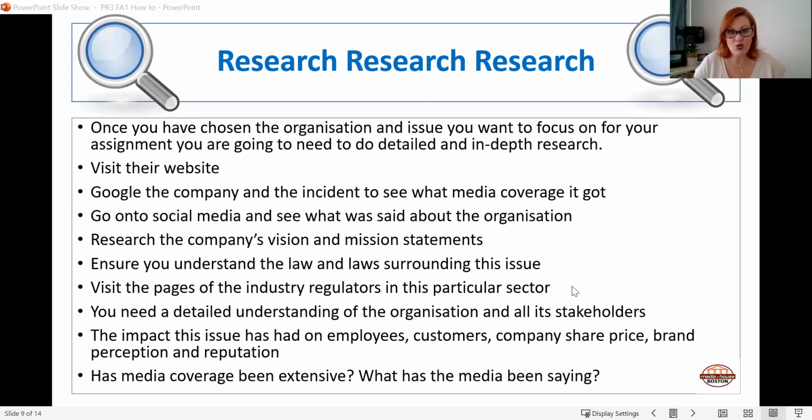That research is important because you will include that in your situational analysis. What impact has this particular unethical behavior had on our business? Has media coverage been extensive? And what has the media been saying is also important that you understand and include in your situational analysis.